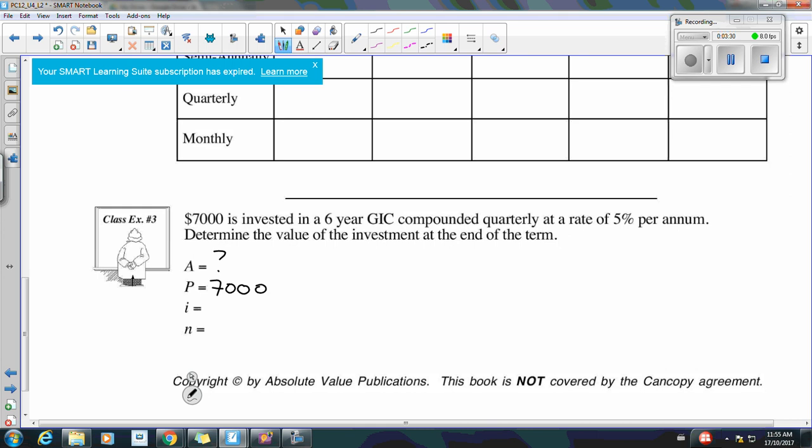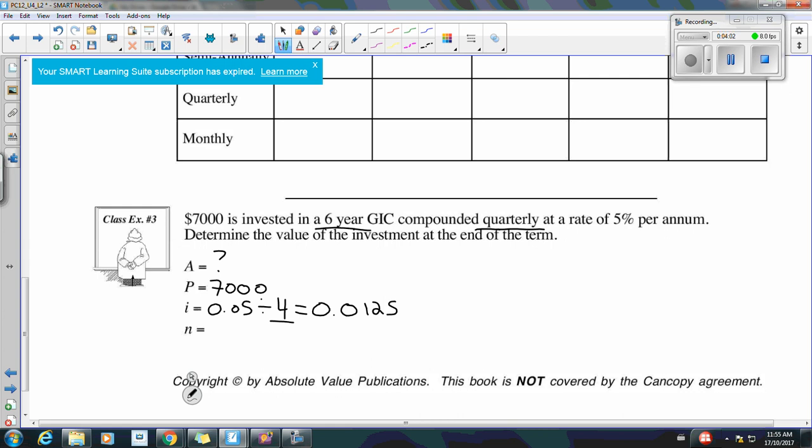I, so remember I is the interest rate per compounding period. So we have an annual percent of 0.05, 5%, but it is compounded quarterly. So that is 4 times a year. So that means in each compounding period, the interest rate is 0.0125. Since it's compounded quarterly, we need to divide the interest rate by 4.